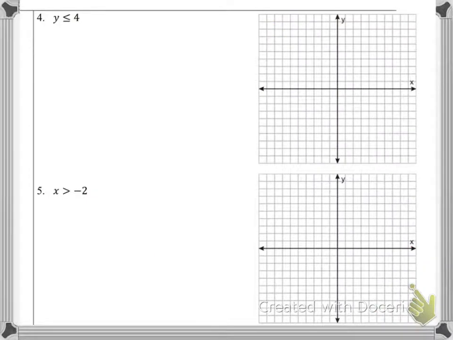Okay, next one that I have here is just a reminder of some of the oddballs, the ones that we haven't really done in a while. So just a reminder of how to graph something like this. If you have one of the variables only and the other variable is missing, when you graph these on the coordinate plane, you're either going to get a vertical line or a horizontal line.